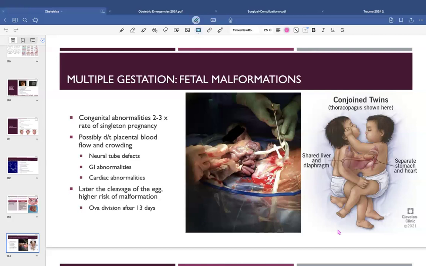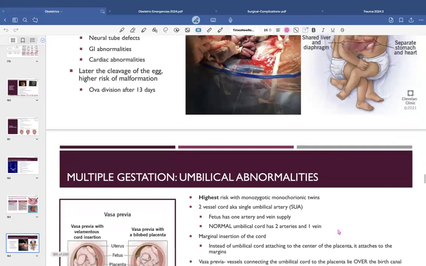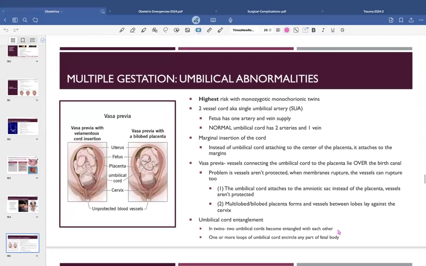Umbilical abnormalities are also common in multi-gestations. The highest risk is with the monozygotic and monochorionic twins. So if there is one placenta, it seems to be more risk with that. Typically, we have 2 arteries and 1 vein present, called a 3-vessel cord. In these pregnancies, they only have a single umbilical artery and a single vein. So they call it a 2-vessel cord or a single umbilical artery. That's a problem for babies.